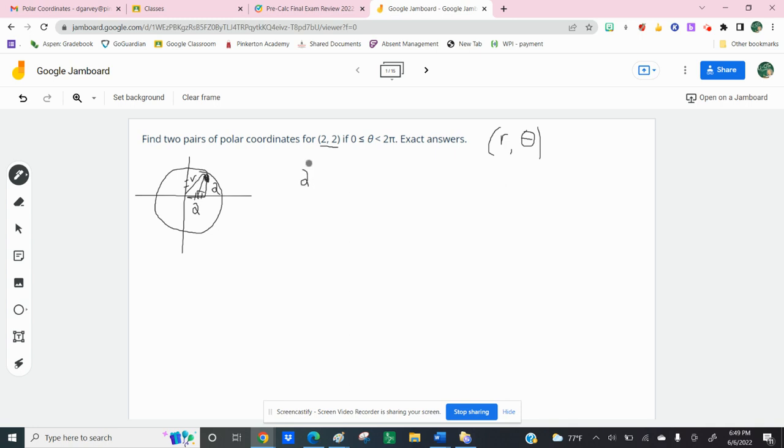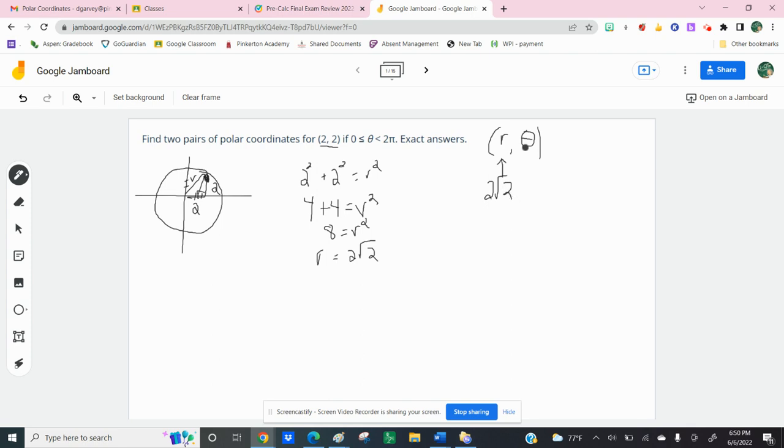So I could say 2 squared plus 2 squared equals r squared. 4 plus 4 equals r squared. And 8 equals r squared. r would actually be plus or minus the square root of 8, but we know that the radius can't be negative. So r is going to be the square root of 8, which I can simplify down to 2 square root of 2. So now I've gotten the first part. I know that this is 2 square root of 2.